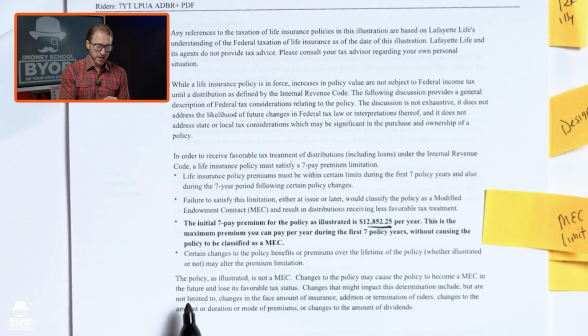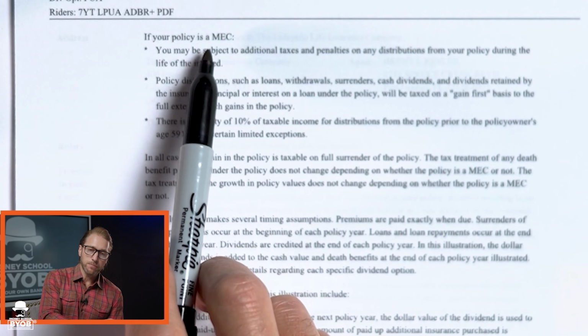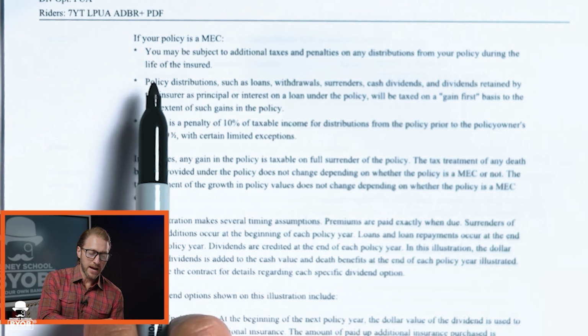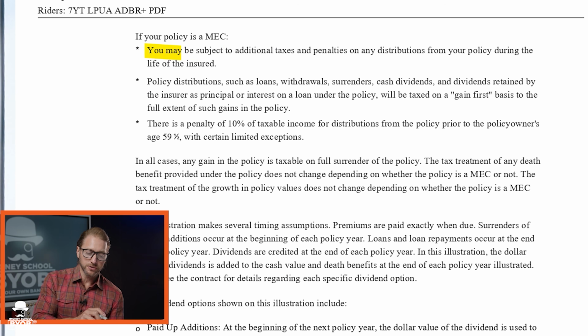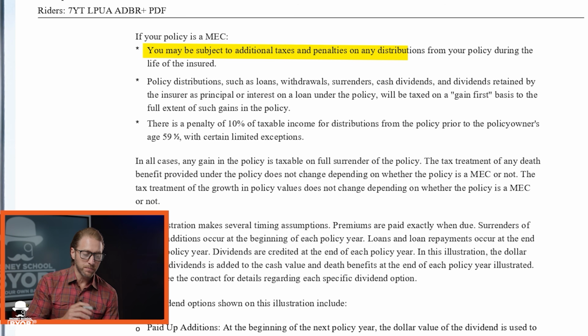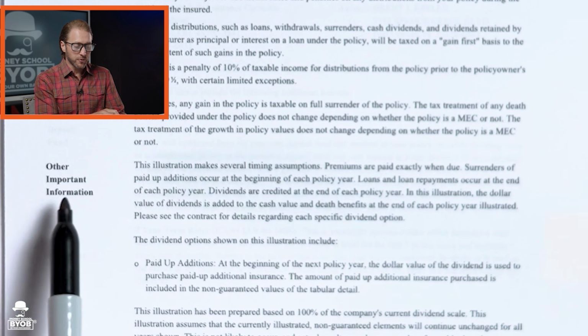So you don't have a whole lot of room to put more money in before you violate the MEC 7-pay rule, which then, right here, the policy, as illustrated, is not a MEC. If this becomes a MEC, you lose the favorable tax status, which is stated right here in the illustration. On the next page, it says if your policy is a MEC, it explains the different things you'd have to deal with. A policy would be subject to additional taxes and penalties on distributions during the policy's life. So you don't want that. So always make sure your policy is built within the proper MEC 7-pay guidelines, which is how we would design them. And then it's just going to talk about other important information.